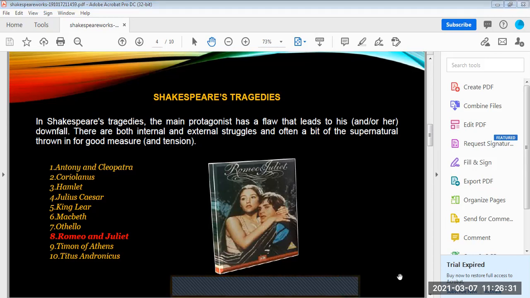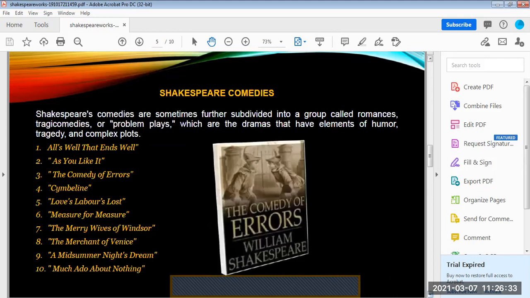Okay, we'll move now to Shakespeare's comedies. Shakespeare's comedies are sometimes further subdivided into a group called romances. We also call these problem plays, because critics sometimes discuss the romances alone as a genre, separate from the comedies. Other critics classify them under romances. Other critics classify them as tragicomic.